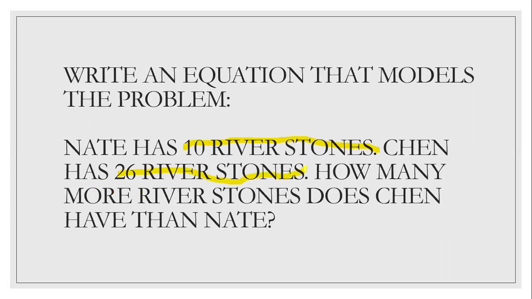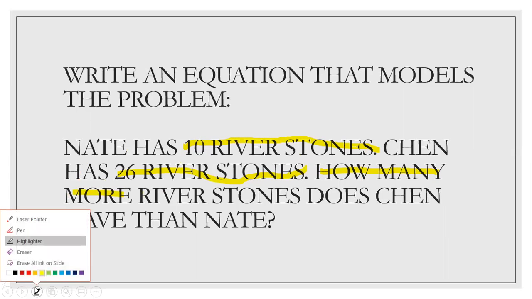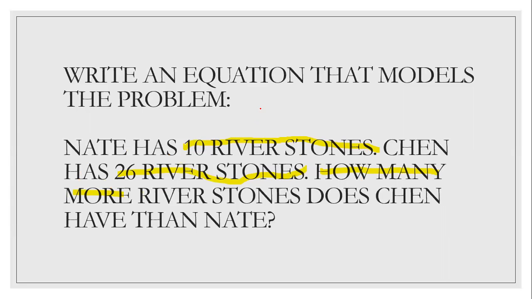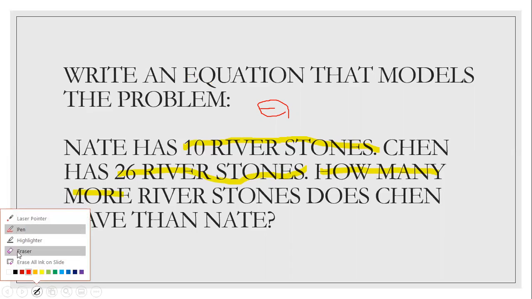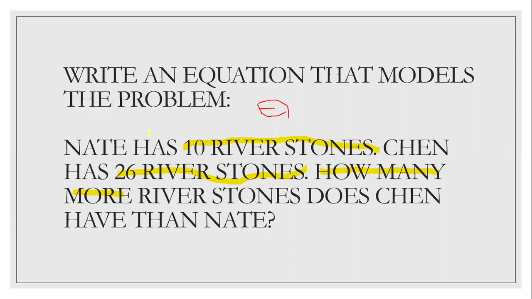And the next thing we do is we look for keywords that are going to help us figure out what operation we're going to be using. So our keyword here is how many more. And how many more means you subtract. So in my equation, I'm going to have my subtraction symbol. And it also says equation. So when it says equation, that means it does not care what the answer is. All you need is the setup of the problem.